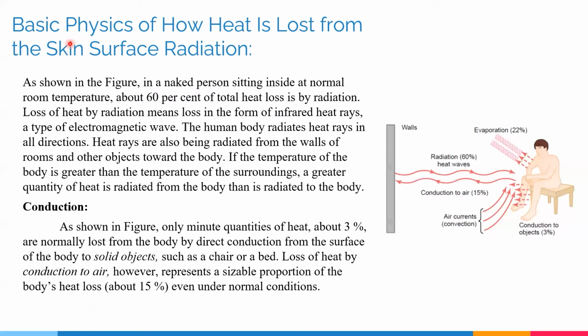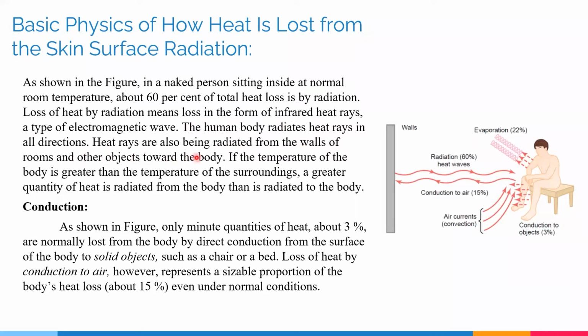Next, we will change gears a bit and talk about basic physics of how heat is lost from the skin surface: radiation. As shown in the figure, in a naked person sitting inside at normal room temperature, about 60% of the heat lost is by radiation. So most of the heat lost is via radiation itself. Loss of heat by radiation means loss in the form of infrared heat rays, which is obviously a type of electromagnetic waves. The human body radiates heat rays in all directions.